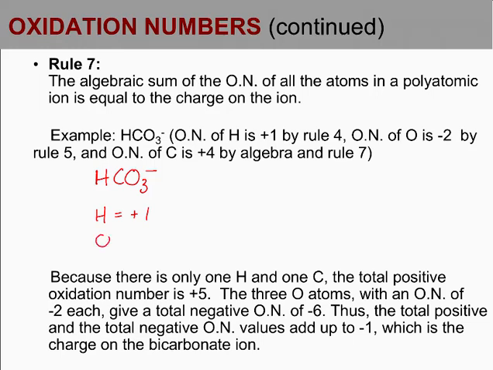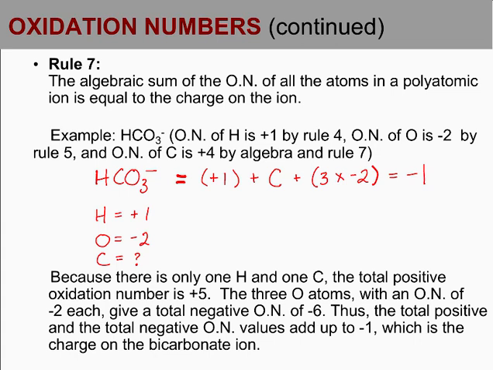And then oxygen always has a value of -2, but we don't know the oxidation number of carbon. So we need to figure that out. All right, so we have +1 for hydrogen, and I'm just going to leave carbon as it is because we don't know its oxidation number. And then we have 3 oxygens, each with a value of -2, and this should all add up to -1 because the overall charge on this polyatomic ion is -1.